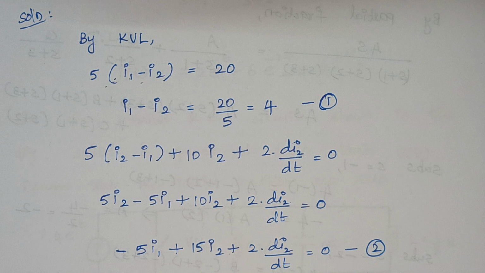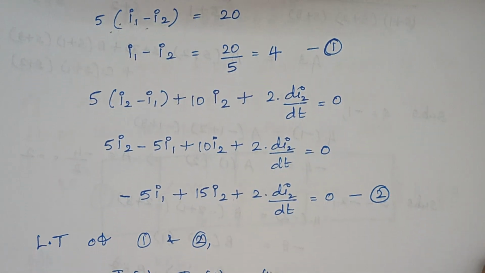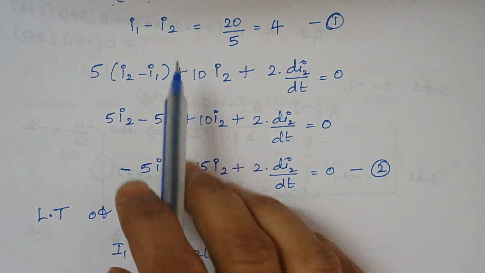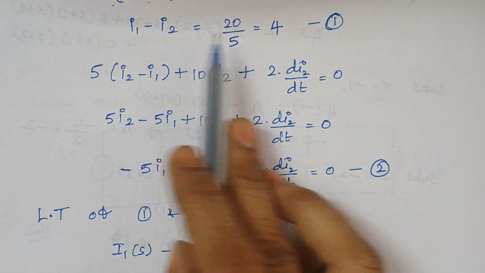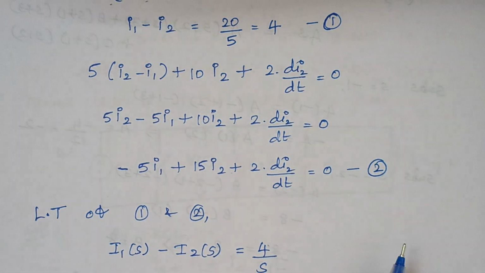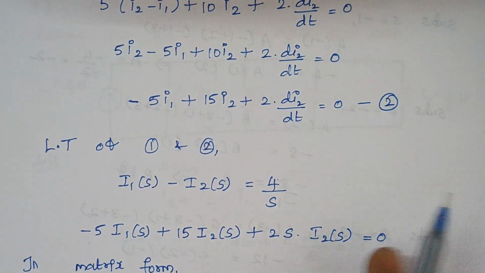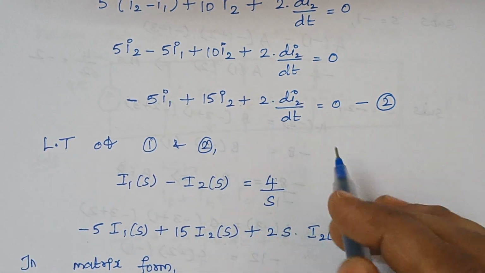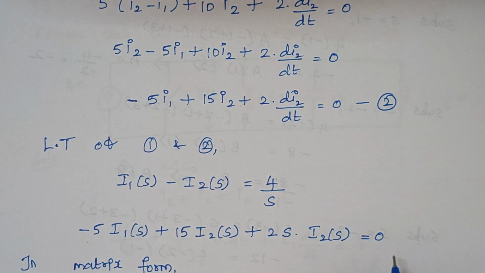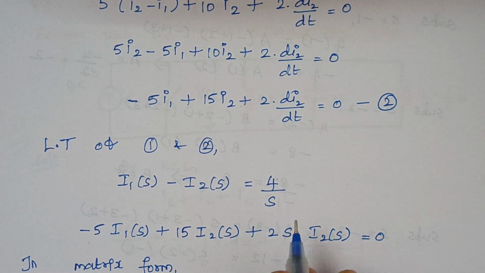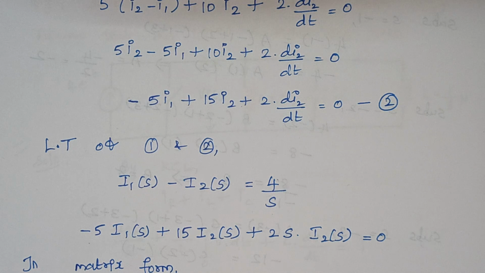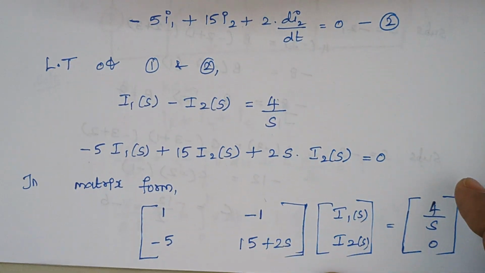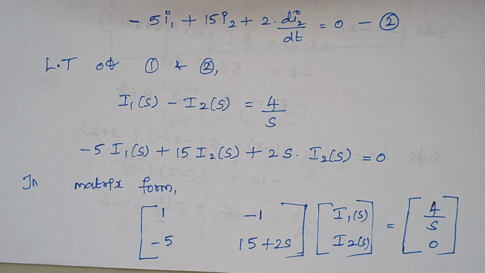Now we are going to take Laplace transformation for the equations 1 and 2. So when you take Laplace transformation, you see this becomes I1 of s minus I2 of s is equal to 4 by s. And when you look at equation number 2, minus 5 I1 of s plus 15 I2 of s plus 2 into s into I2 of s. Right. So these are the equations. Now again we are going to write this in matrix form. So when you write it in matrix form, this is how our matrix is.